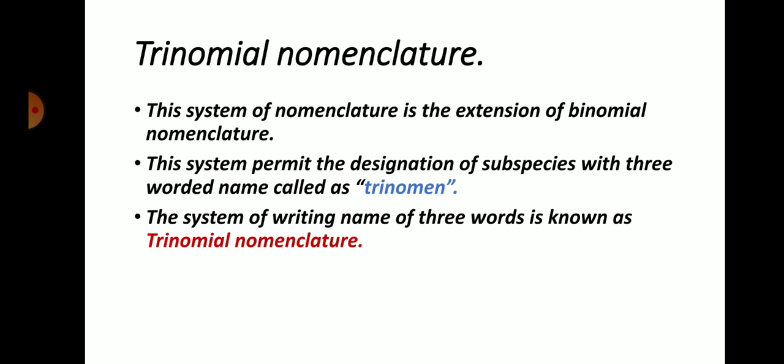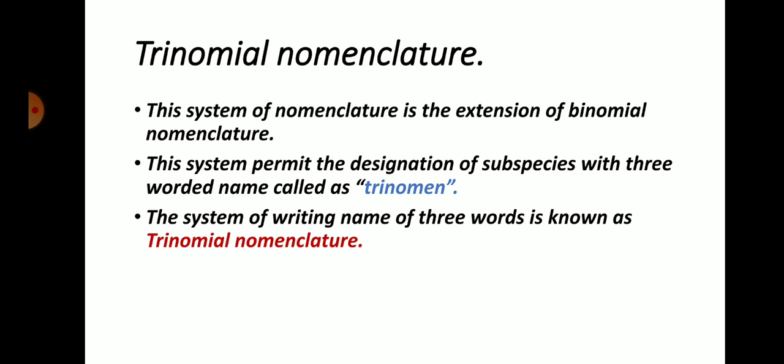The last example of this system is trinomial nomenclature. This system of nomenclature is employed to name subspecies. In classification, the subspecies is a category below the species, and the subspecies name is also Latin or Latinized and follows the name of the species to which it belongs. Basically, this system is an extension of binomial nomenclature, and it permits the designation of subspecies with a three-worded name called a trinomial.